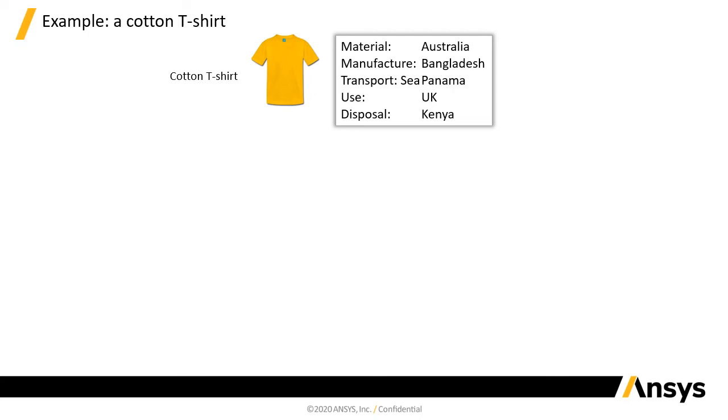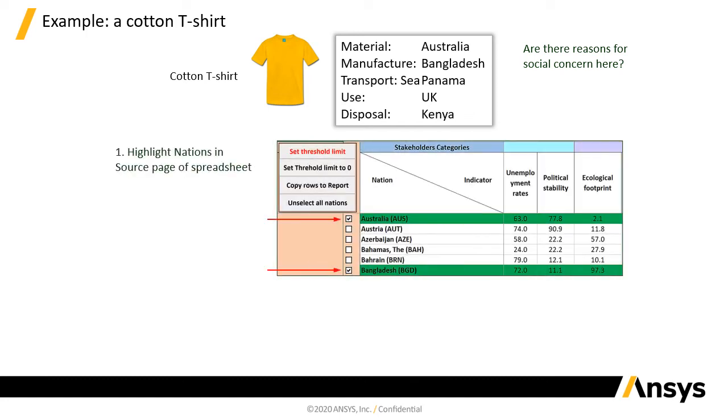So let's look at the example. The example is a cotton t-shirt which is made in Australia, manufactured in Bangladesh, and transported via sea channel and Panama Channel. The use is in the UK, disposal is Kenya. So are there reasons for social concern here?